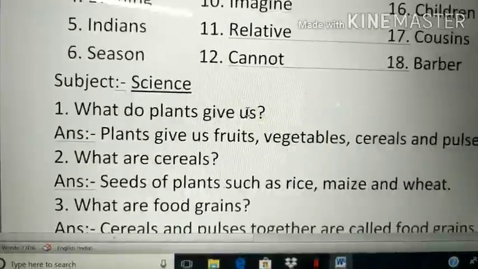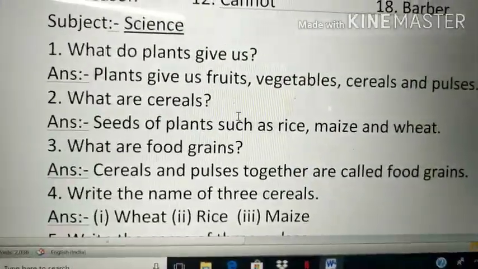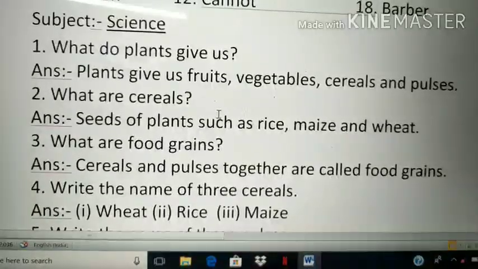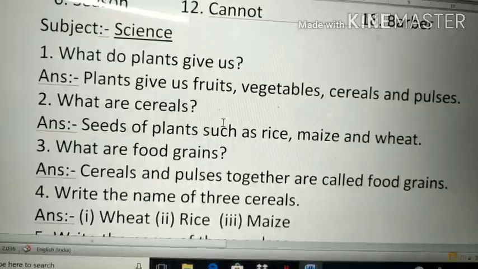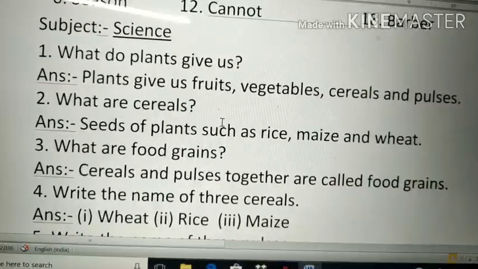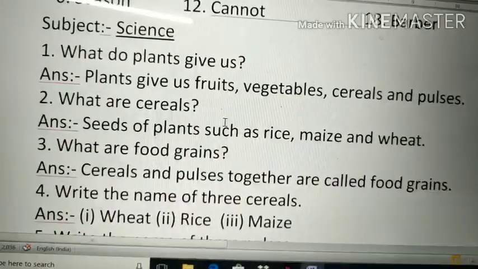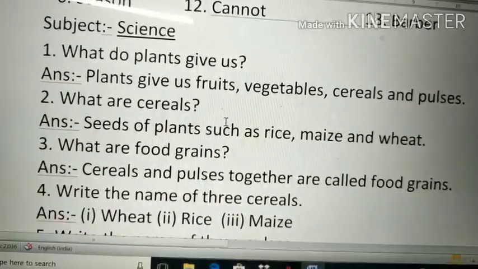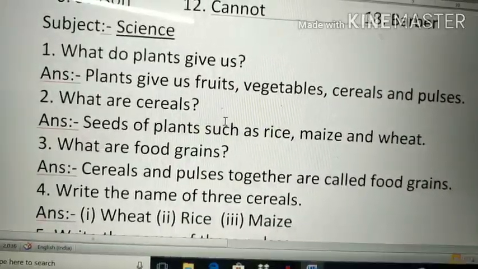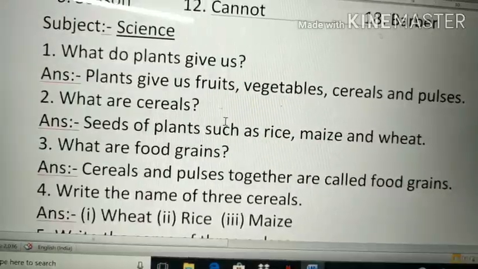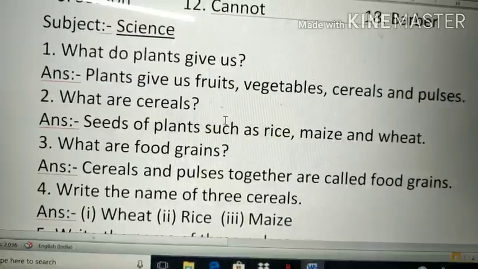Dictations. The next class one subject, science. Question number one, what do plants give us? Plants give us fruit, vegetables, cereals, and pulses. What are cereals?